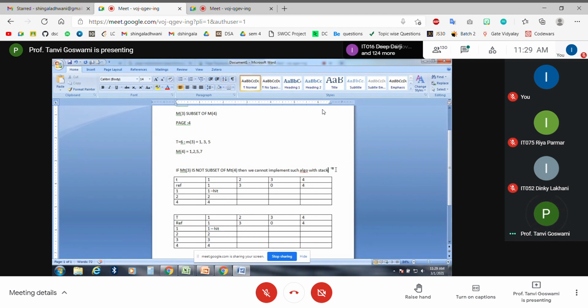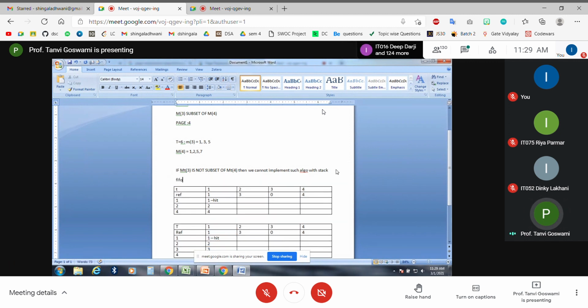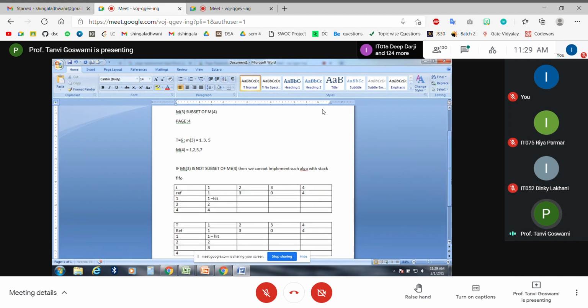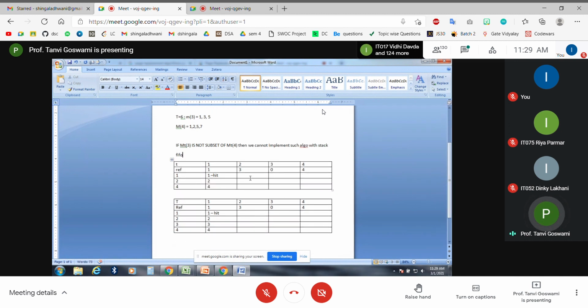Consider this as a FIFO algorithm. Then there is a reference for page number 3 which is not present in the memory, right? So 1 will be replaced by 3, then 2 and 4. What will be here? 3 is already present, so it is a hit. 1, 2, 3 is present, so it is a hit. And here it is 4.